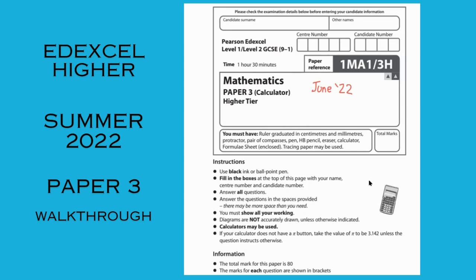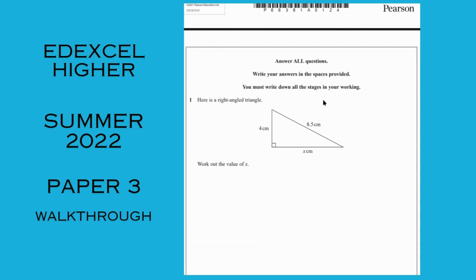It's a comprehensive maths walkthrough for the Edexcel Higher paper. It's paper 3, so get your calcs out. And although it doesn't have a date, trust me, it's May/June/summer 2022. Question 1. So to begin with, we've got some Pythagoras.